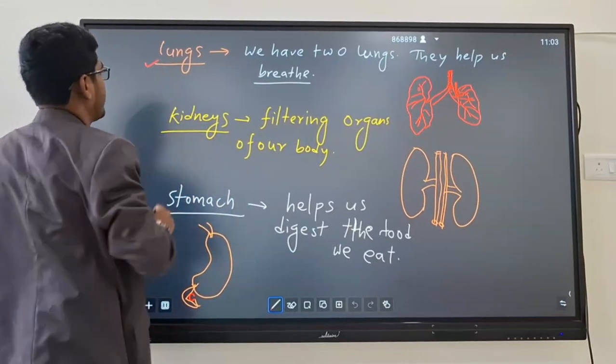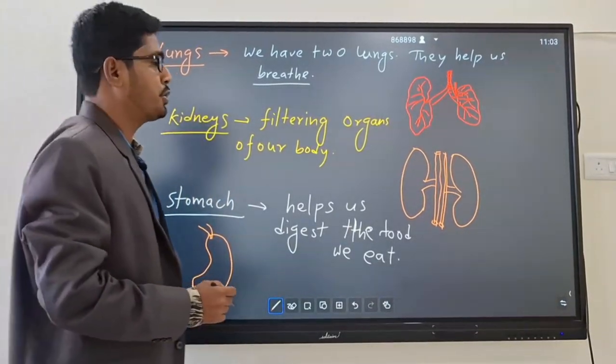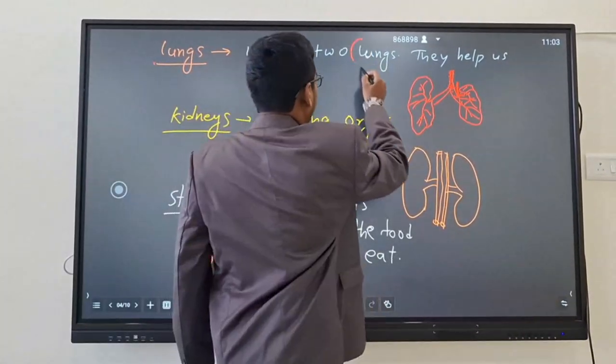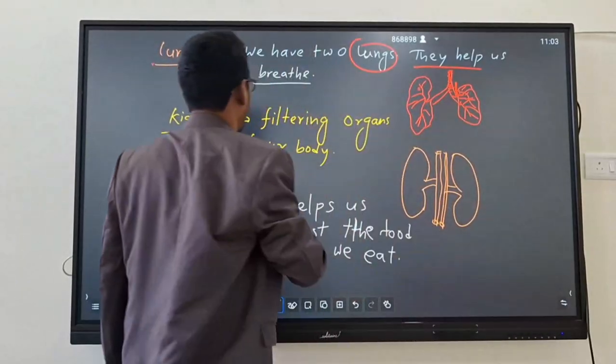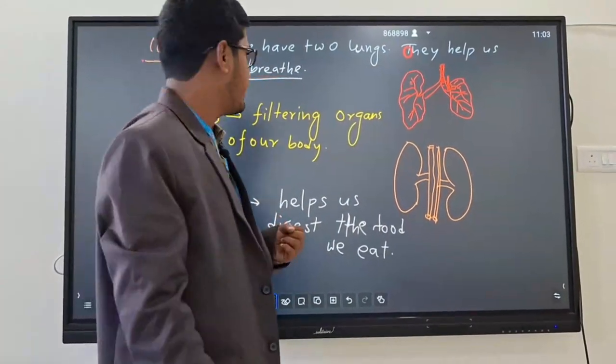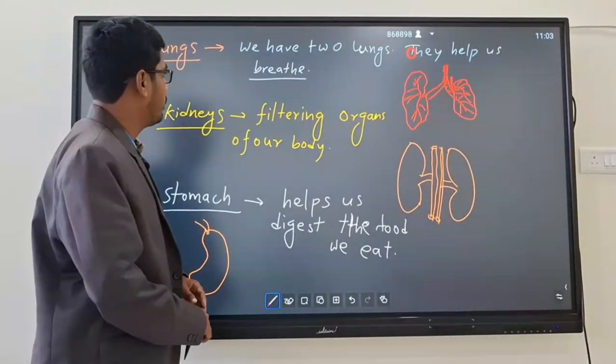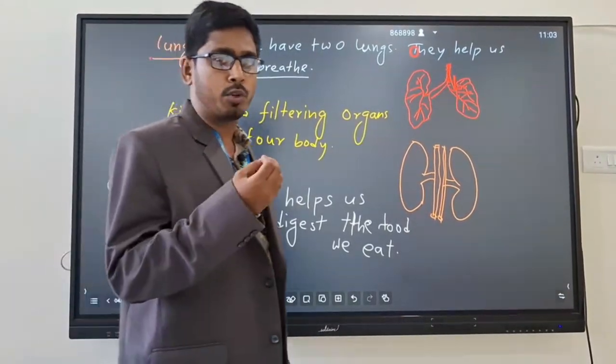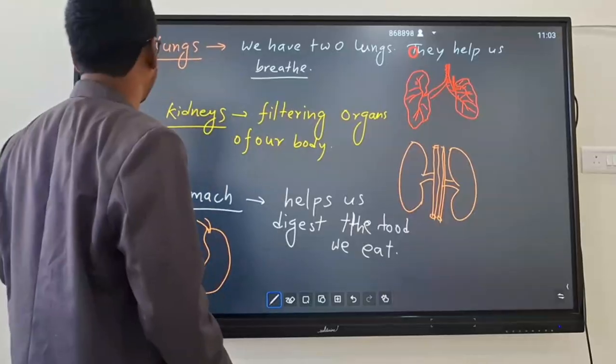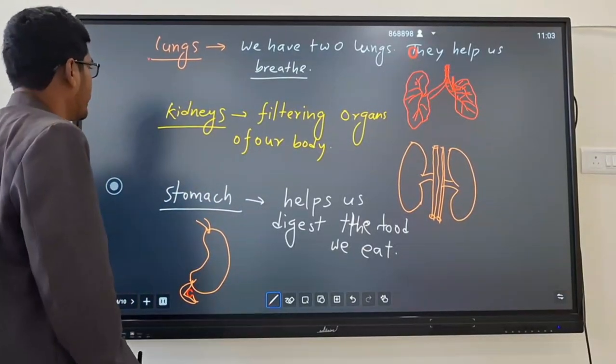Now, lungs. Another internal body part is the lungs. We have two lungs, and they help us to breathe. Lungs are part of the breathing system. If your lungs are damaged, you cannot take breath in or out, and you will die.